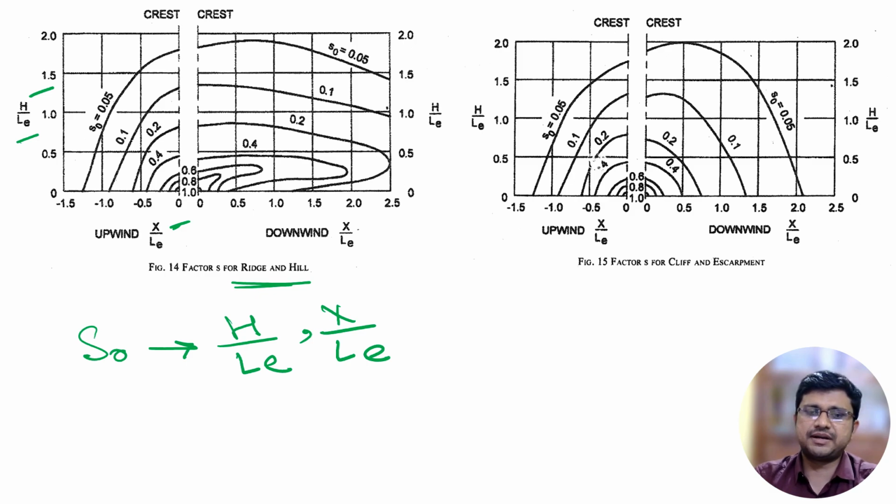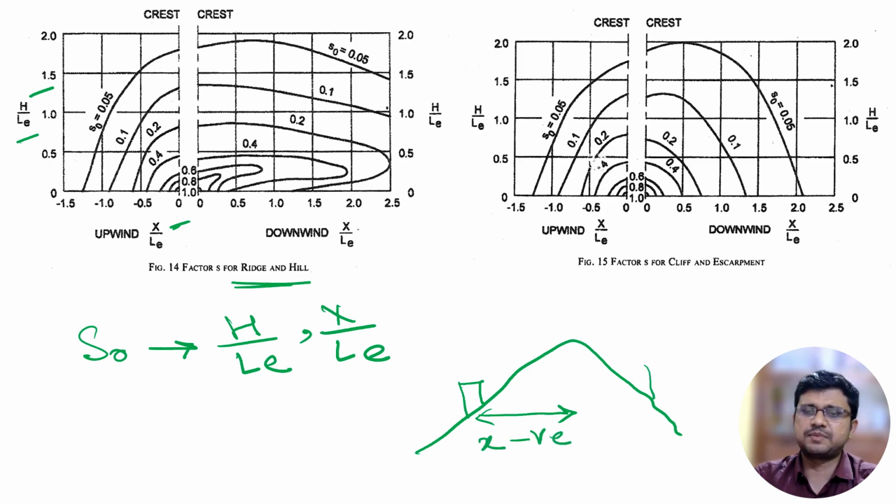Now for a particular building, for a particular slope, if the building is located in this particular position, we will consider the value of X as negative. Here X will be negative. And if another building is located in this particular position, this will be X and this X will be positive. So in the upwind direction it will be negative and in the downwind direction it will be positive.